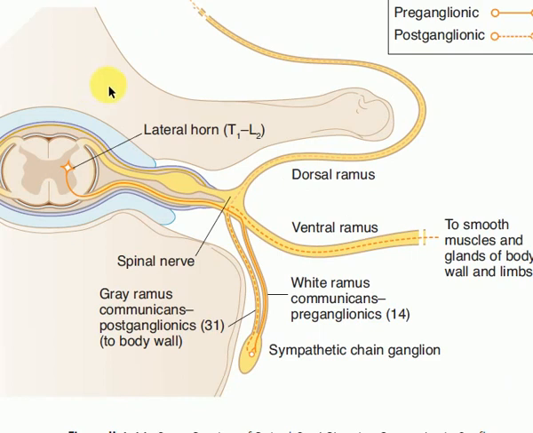In order to see how that is accomplished, we have to take a look at this diagram, which represents a transverse section of the spinal cord at some level between T1 and L2. Here is the preganglionic neuron. It is present in the intermediolateral horn of the gray matter of the spinal cord. All the somatic motor fibers are present in the ventral horn of the gray matter of the spinal cord.